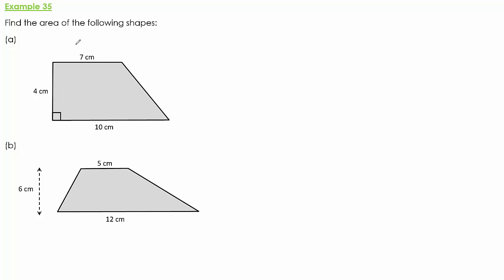Find the area of the following shapes. Now they're both trapeziums. The formula for a trapezium, sorry, I'm in yellow, let's just change to blue. The formula is that you add the parallel sides. So we'll call the parallel sides A plus B in our formula. You multiply that by the distance between the parallel sides, which we'll call h, and then divide by 2.